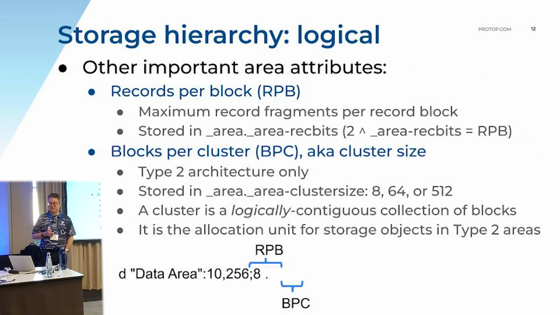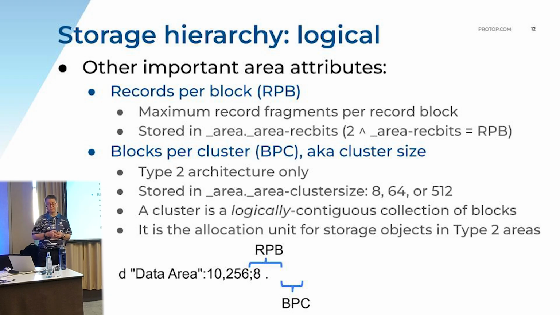More on the logical hierarchy, the 2 other important attributes of an area are the records per block, or RPB, and this is the maximum number of record fragments that can exist in a record block within a given area, and that's stored in a field called area rec bits. It's actually stored as the exponent of RPB as a power of 2. So for example, if RPB is 32, area rec bits stores 5 because 2 to the 5 is 32.